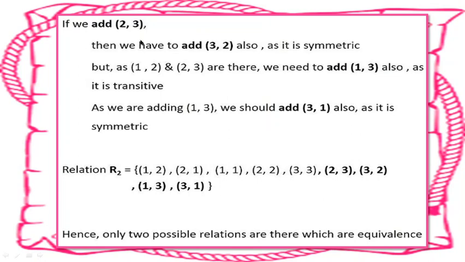This is just for your verification, students. If we add the ordered pair (2, 3) in the relation, then we have to add (3, 2) also as it is symmetric, but as (1, 2) and (2, 3) are there, we need to add (1, 3) also as it is transitive. And as we are adding (1, 3), we should add (3, 1) also as it is symmetric. So the R2 relation is this. Hence only two possible relations are there which are equivalence. One is R1 and the other is R2.